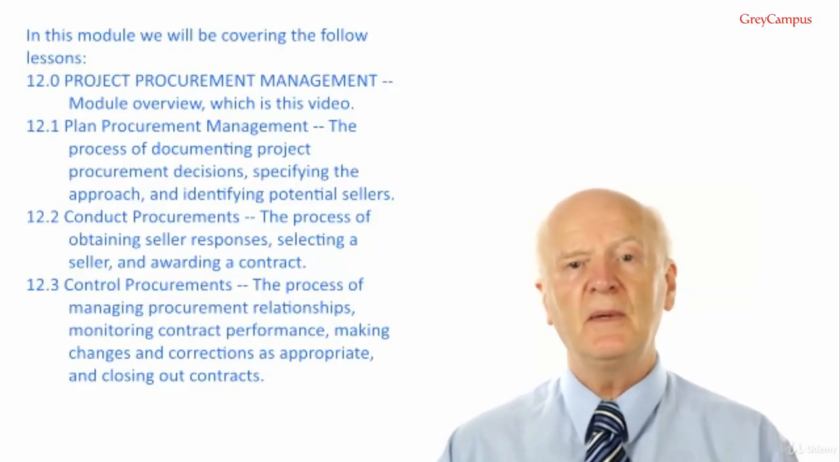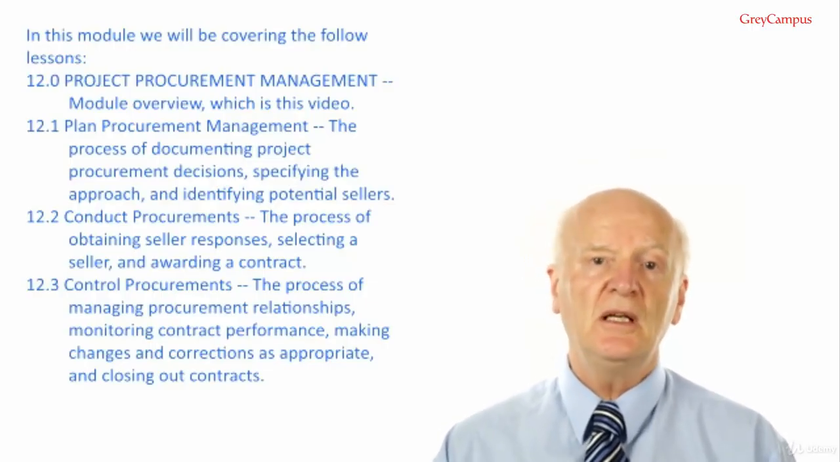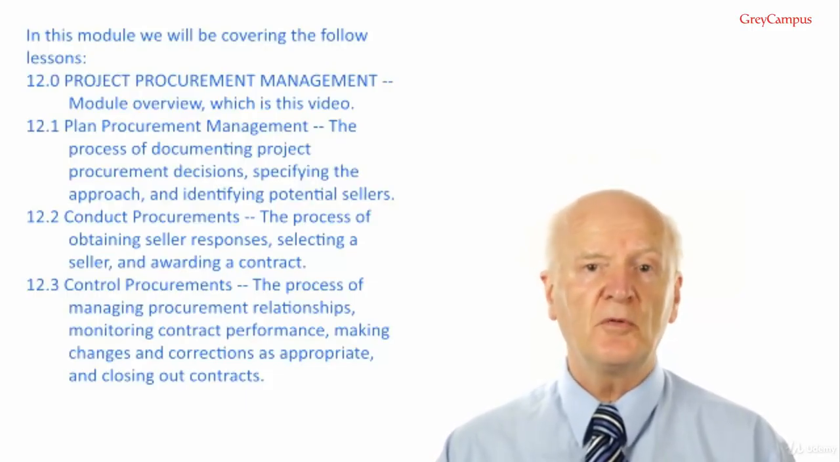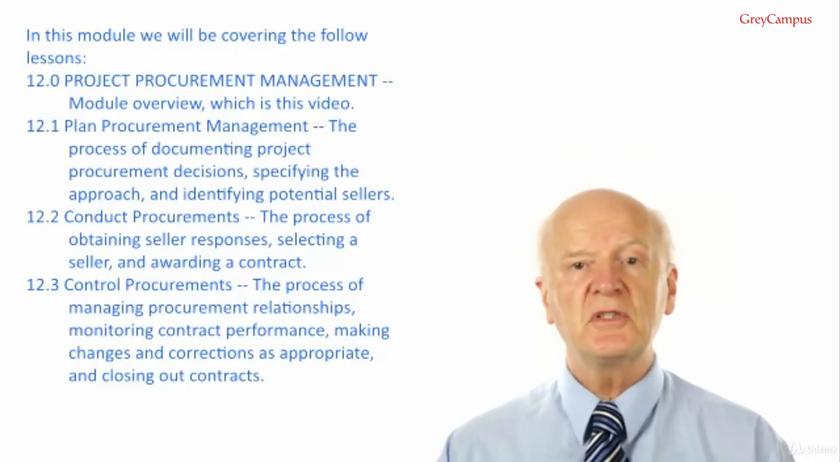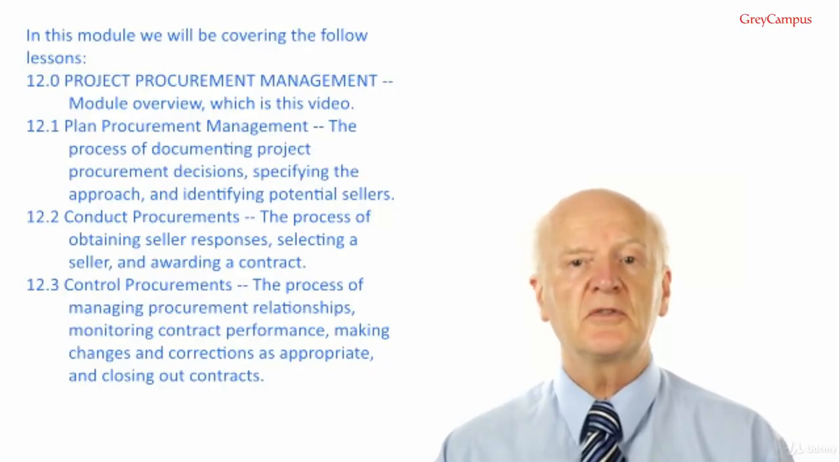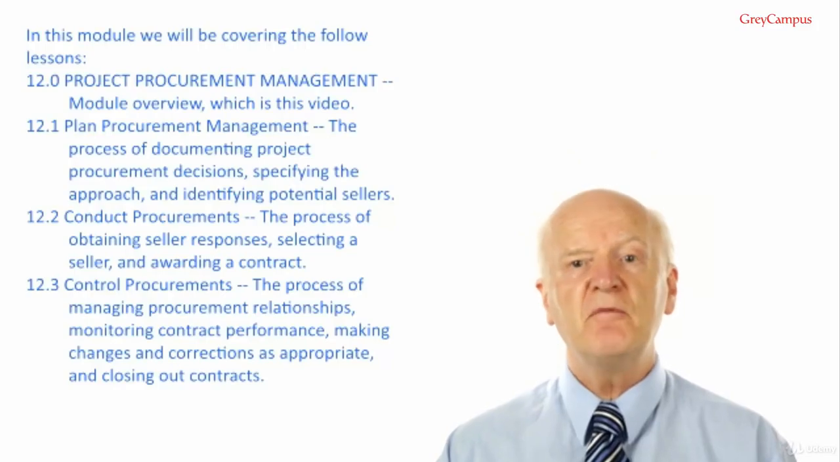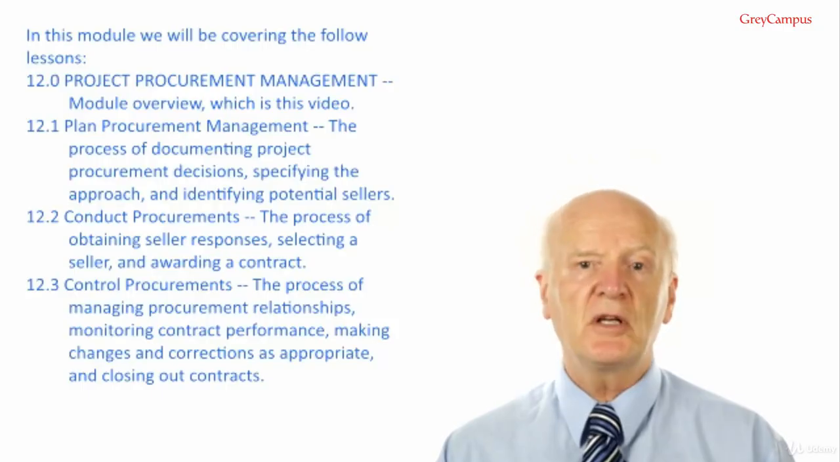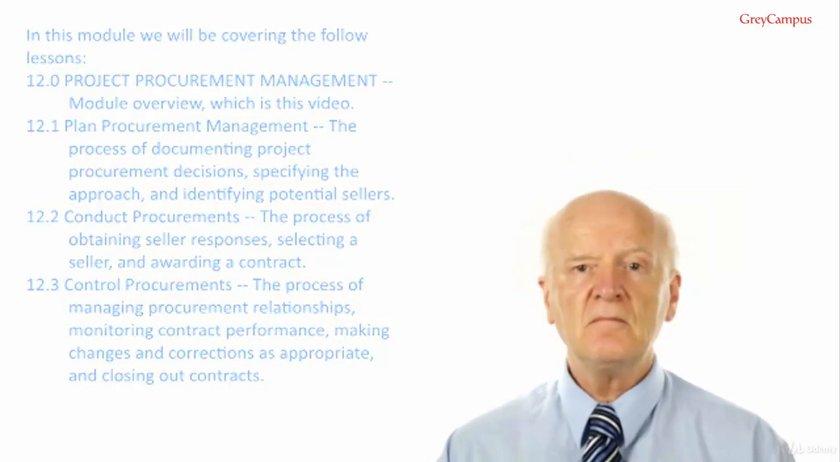12.1 Plan Procurement Management, the process of documenting project procurement decisions, specifying the approach and identifying potential sellers. 12.2 Conduct Procurements, the process of obtaining seller responses, selecting a seller and awarding a contract. 12.3 Control Procurements, the process of managing procurement relationships, monitoring contract performance, making changes and corrections as appropriate, and closing out contracts. Key concepts for project procurement management.